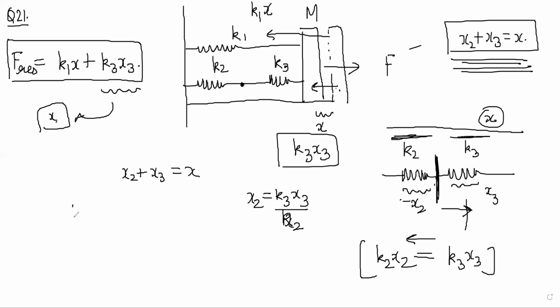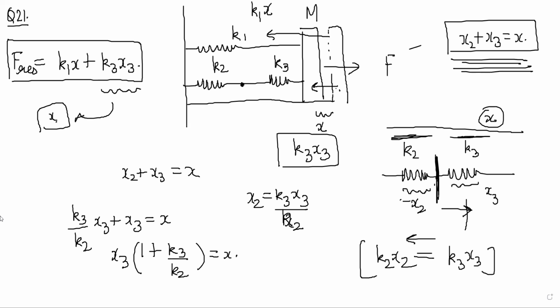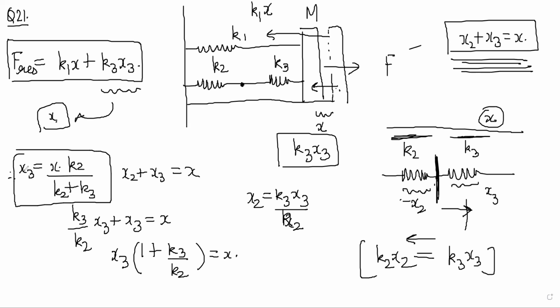So now you put that here. K3 by K2 X3 plus X3 is equal to X, right? So X3 common, 1 plus K3 by K2 is equal to X. So therefore, X3 is becoming X into K2 by K2 plus K3. X3 has come. So now K3 X3 will come.